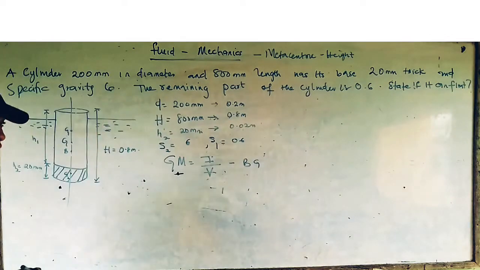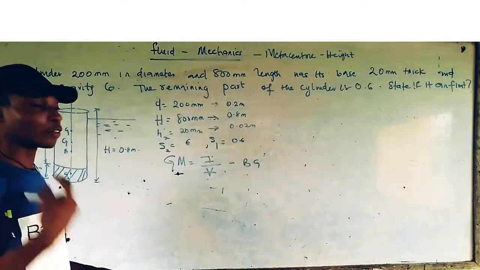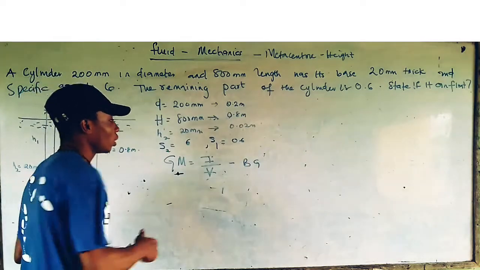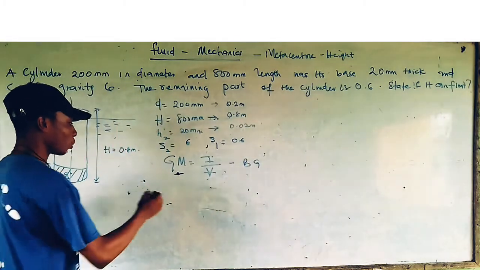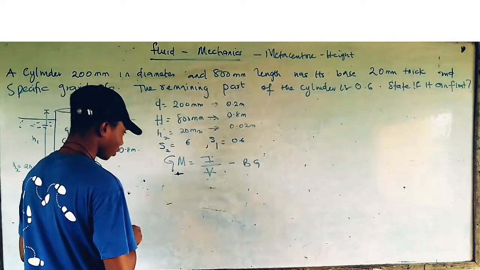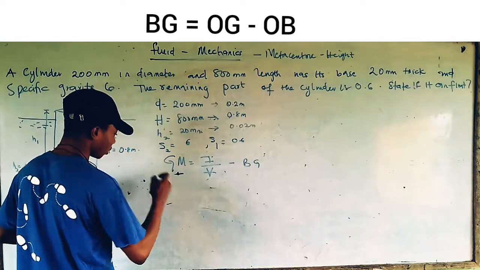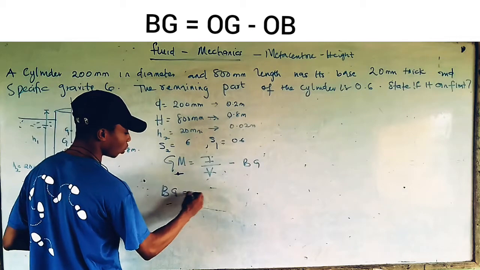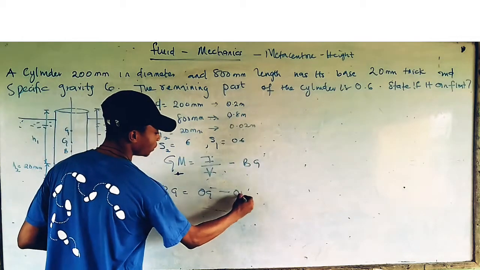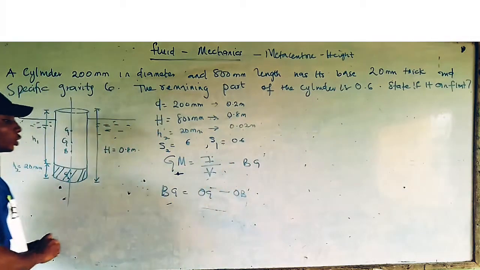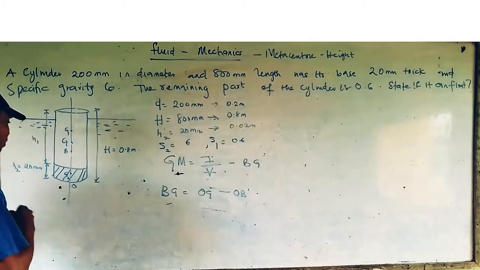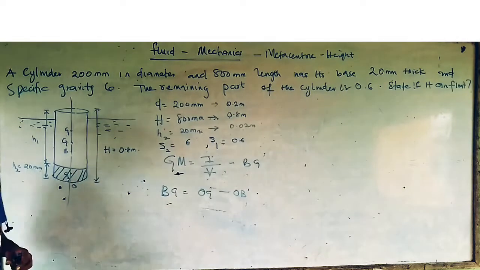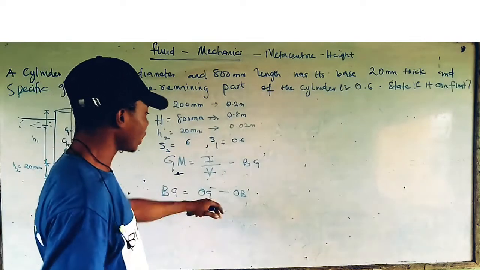BG is the distance between the center of buoyancy and the center of gravity. So how do you get this distance? BG has a formula which basically states that BG is equal to OG minus OB. OG means the distance from the base of the cylinder to the center of gravity, minus OB, which is the distance from the base of the cylinder to the center of buoyancy. So let's calculate OG.